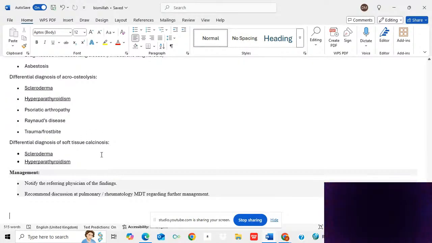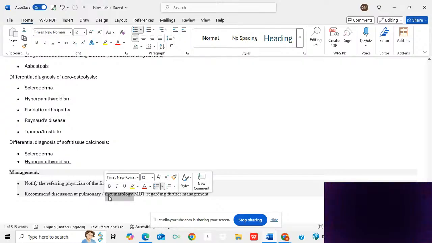So the management here: notify the referring physician and recommend rheumatology. Recommend discussion at the rheumatology MDT regarding further management.